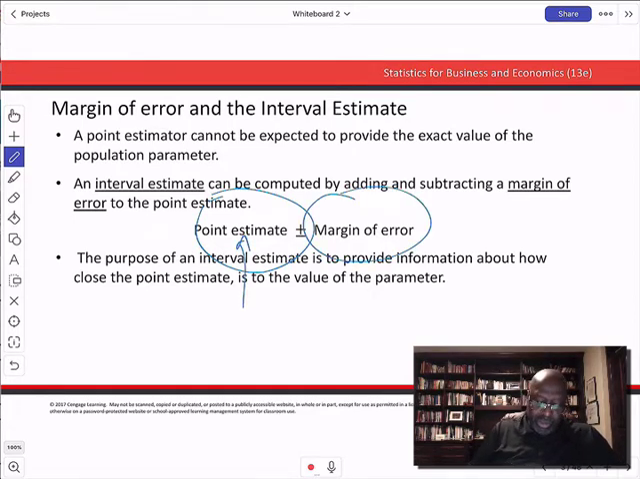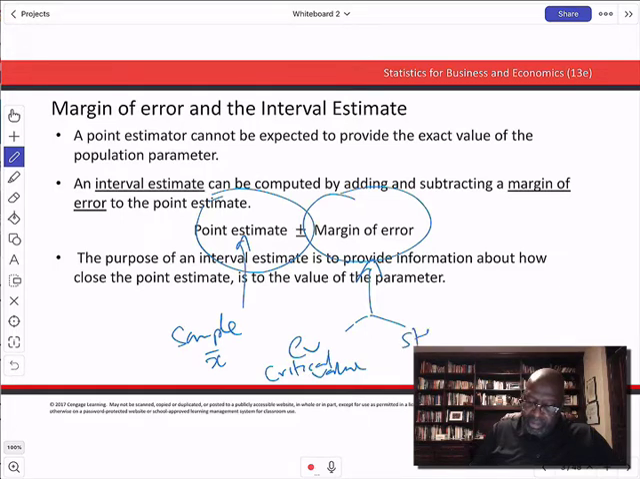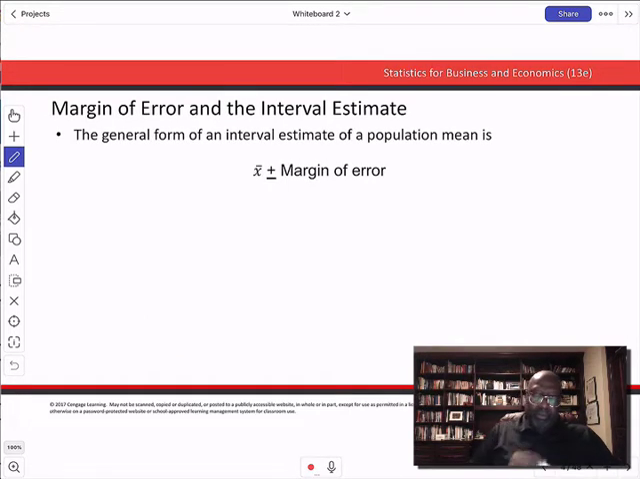That point estimate is usually what you get in the sample, for example, like an X bar, and the margin of error has two parts to it. It has the standard error and a critical value. So in the case of estimating the population mean mu, we would take X bar, our sample estimate, and add and subtract to it a margin of error.